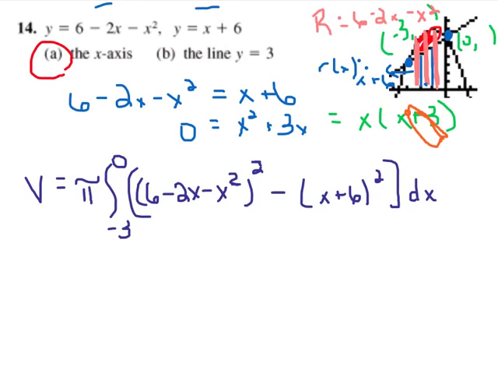Okay, hopefully you paused to give yourself time to get the answer. If not, do that now. You should have gotten 243 fifths, and then don't forget to put in the pi.